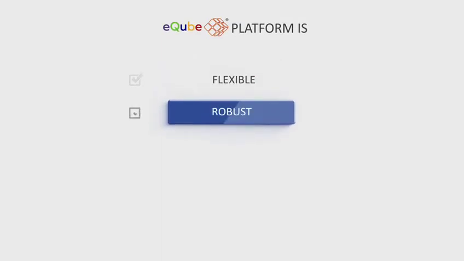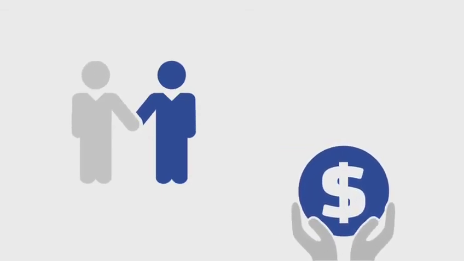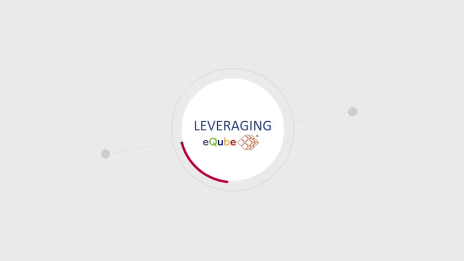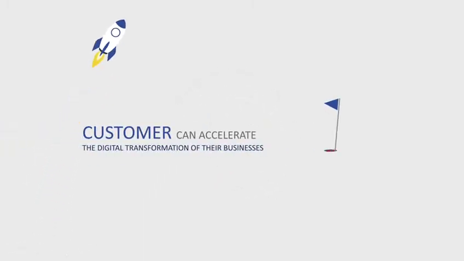In short, the eQube platform is flexible, robust, resilient, scalable, and secure with an overall lower total cost of ownership. And by leveraging the eQube DaaS Platform, customers can accelerate the digital transformation of their businesses.